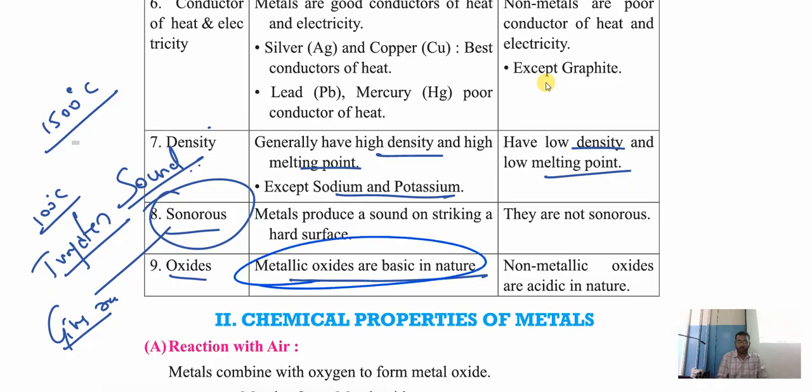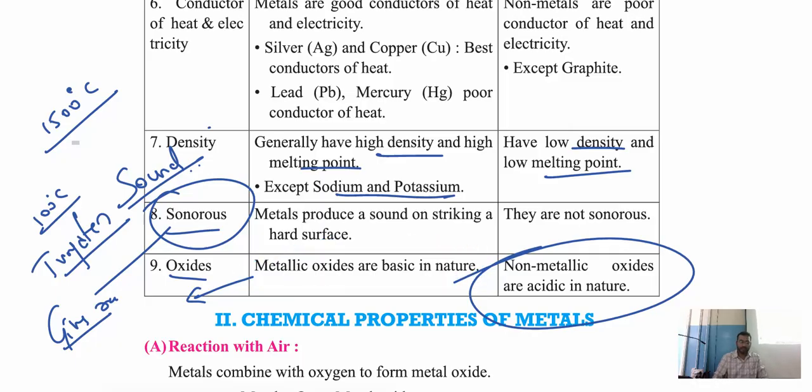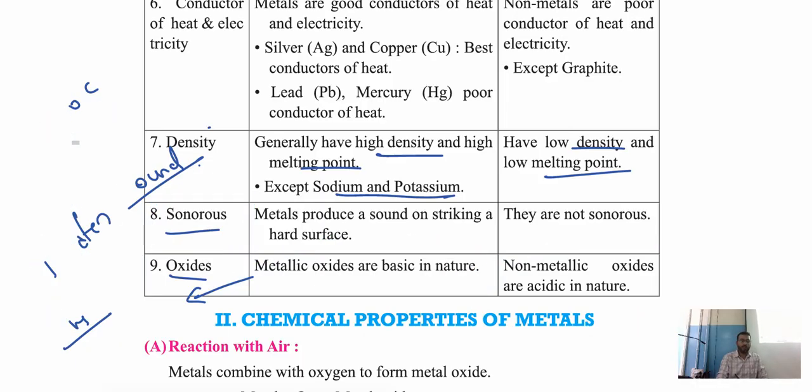About this, we are going to study in detail in this chapter. Don't worry. What is the meaning of this, how they are going to form, how they are going to react, we'll understand. Anyhow, metallic oxides are basic in nature and non-metallic oxides are acidic in nature. I hope you have understood the properties of metals and non-metals.